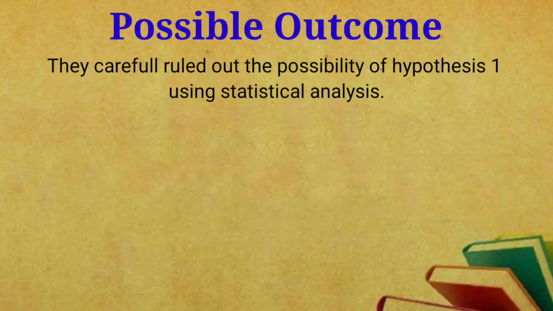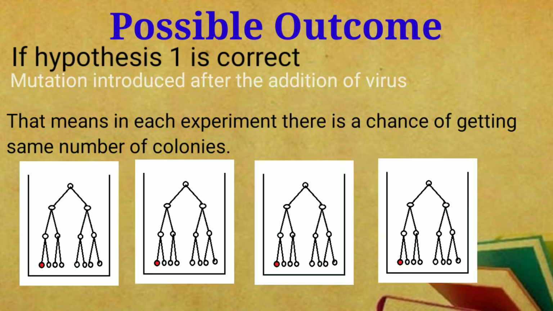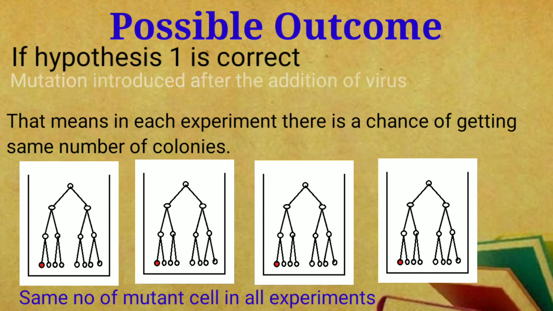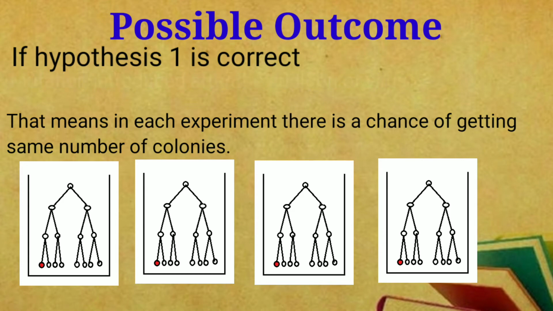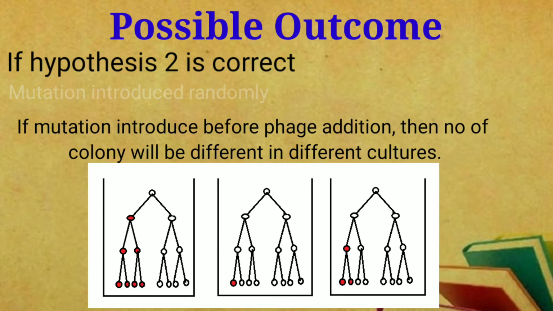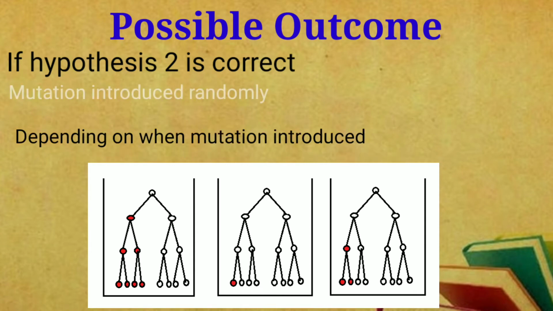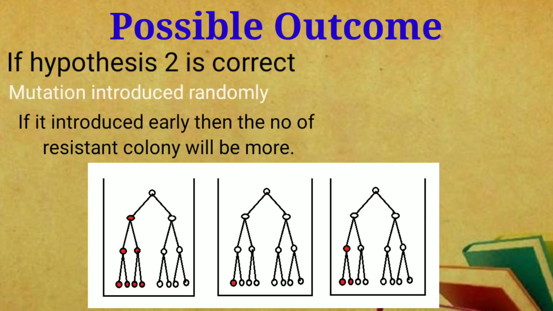Luria and Delbruck successfully distinguished between the acquired resistance and the random mutation hypothesis using statistics. If resistance were caused by exposure to the virus, then the number of resistant colonies will be same in all plates. But if resistance emerged by mutation at random times, then the number of resistant colonies will be different in different cultures, depending on how early the mutation occurred.